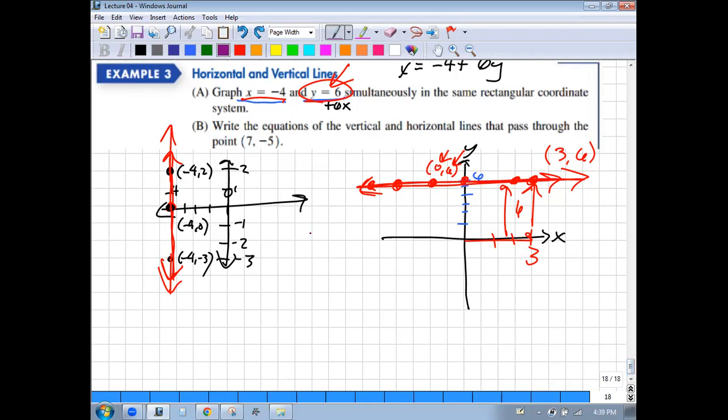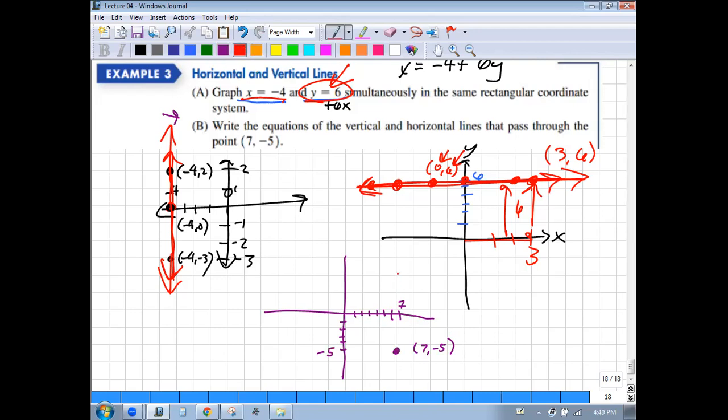Write the equations of the vertical and horizontal lines. Let's look at part B here. What do they want? Part B: write the equations of the vertical and horizontal lines that pass through the point (7, -5). Okay, let's look at that point. 1, 2, 3, 4, 5, 6, 7. 1, 2, 3, 4, 5. So here's the point (7, -5). They want the vertical and horizontal lines that pass through that point.